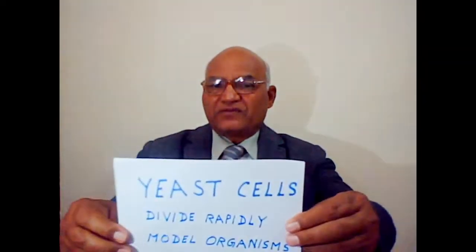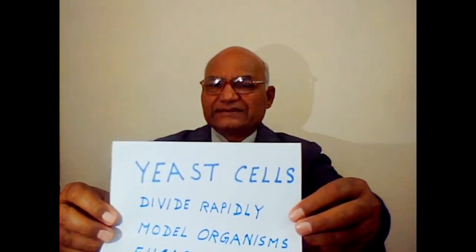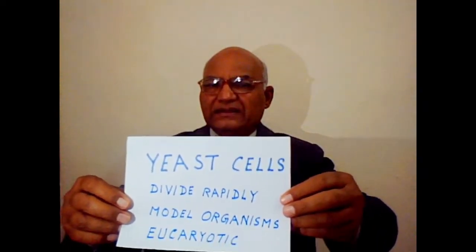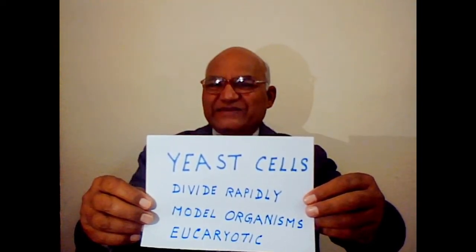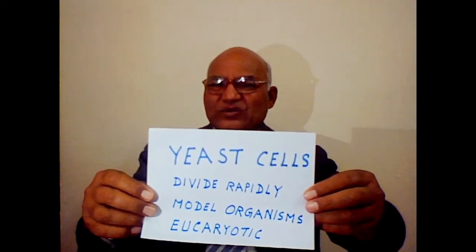A typical example of a eukaryotic cell is yeast cells that grow rapidly and are used as experimental organisms. It is common baker's yeast that is used in bakery, and also known as brewer's yeast used in preparation of beer.